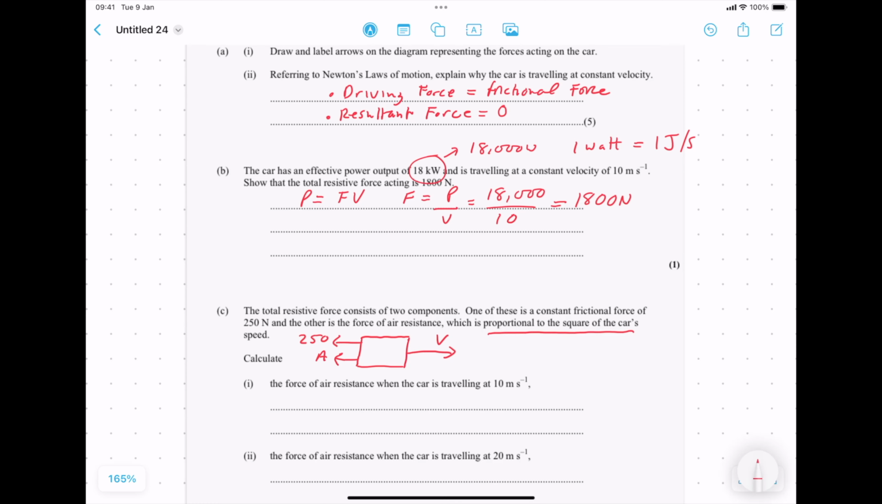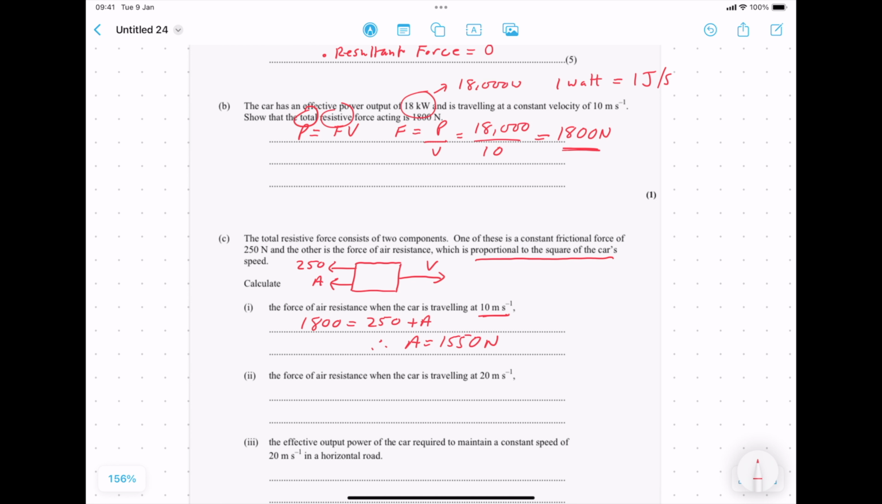Calculate the force of air resistance when the car is travelling at 10. This one isn't too difficult because from the previous part of the question, we know that the total resistive force when the car is at 10 meters per second speed is 1800. We can substitute that in. 1800 is equal to 250 plus the air resistance, which means rearranging, 1800 minus 250 gives A equals 1550 newtons. So the air resistance in this particular case is 1550.